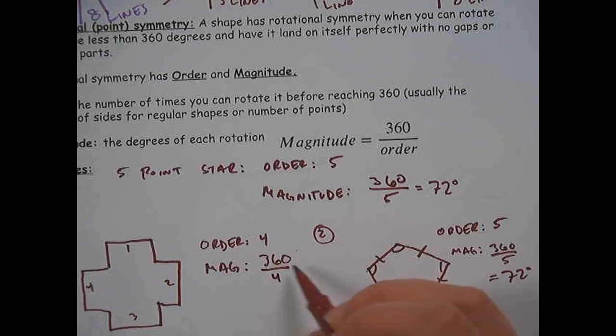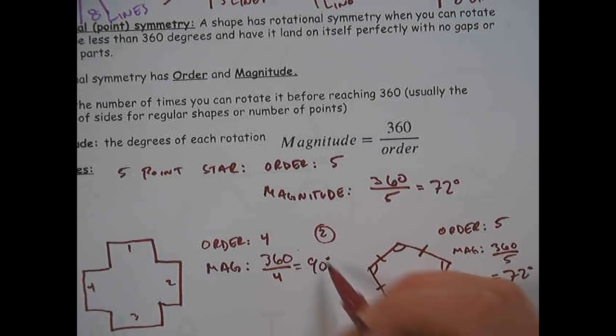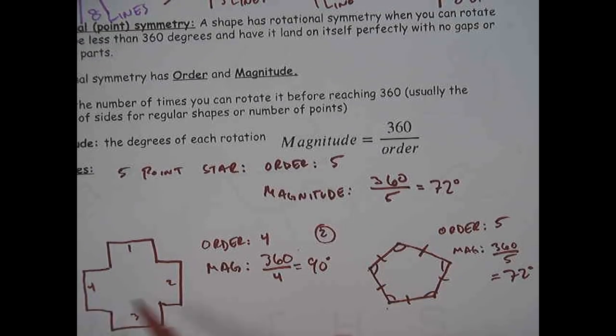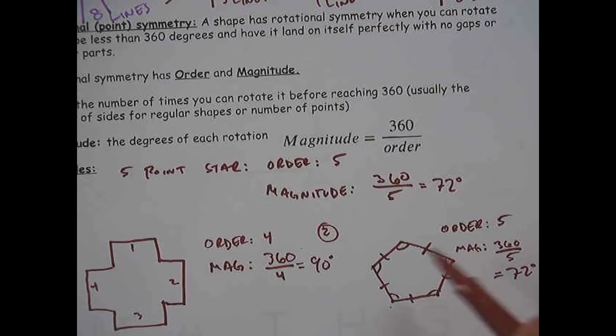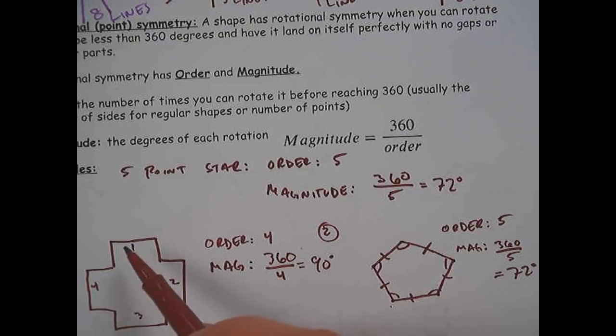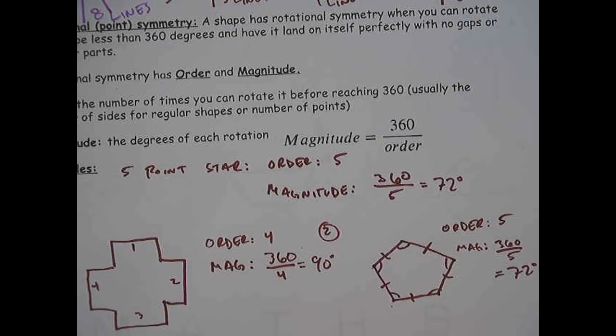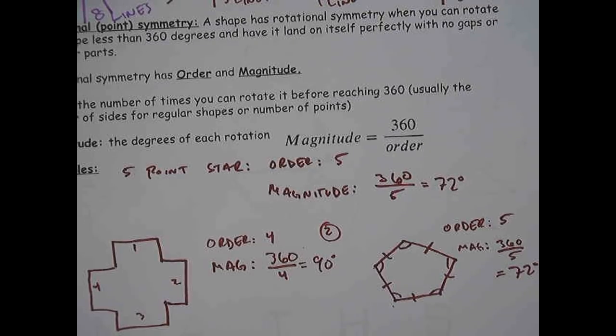Oops, and I forgot to finish the division over here. 360 divided by 4 is 90. So the order is 4 and the magnitude is 90 for this plus. And for the pentagon, the order is 5 and the magnitude is 72. So for any regular polygon, you can do your order and magnitude this way by just counting the points. For anything like this, you can count how many things are pointing off of it, and that would be its order.